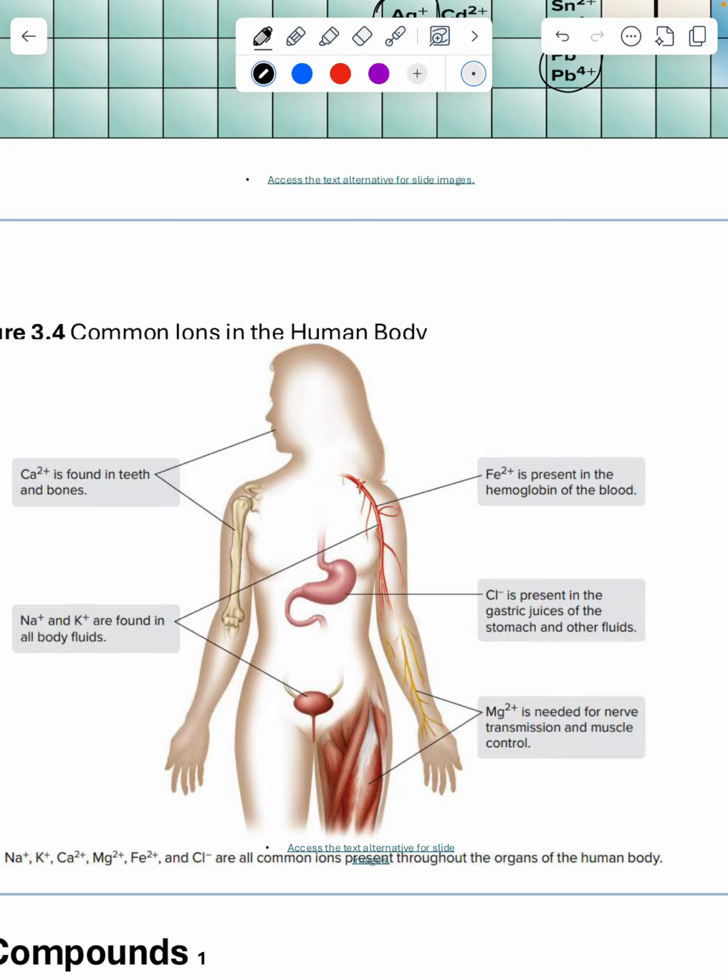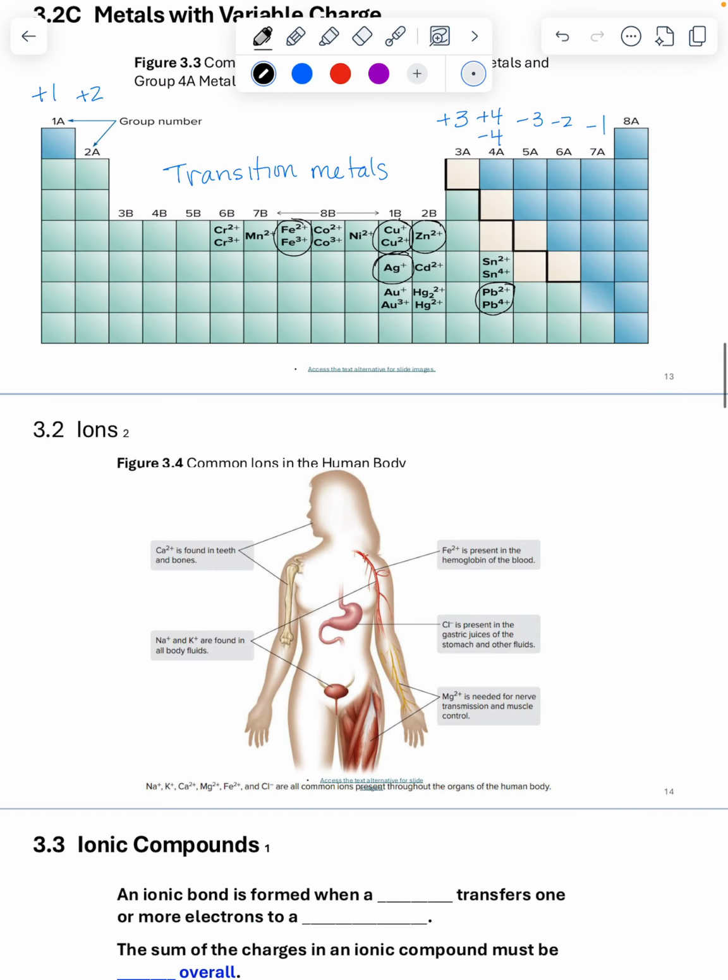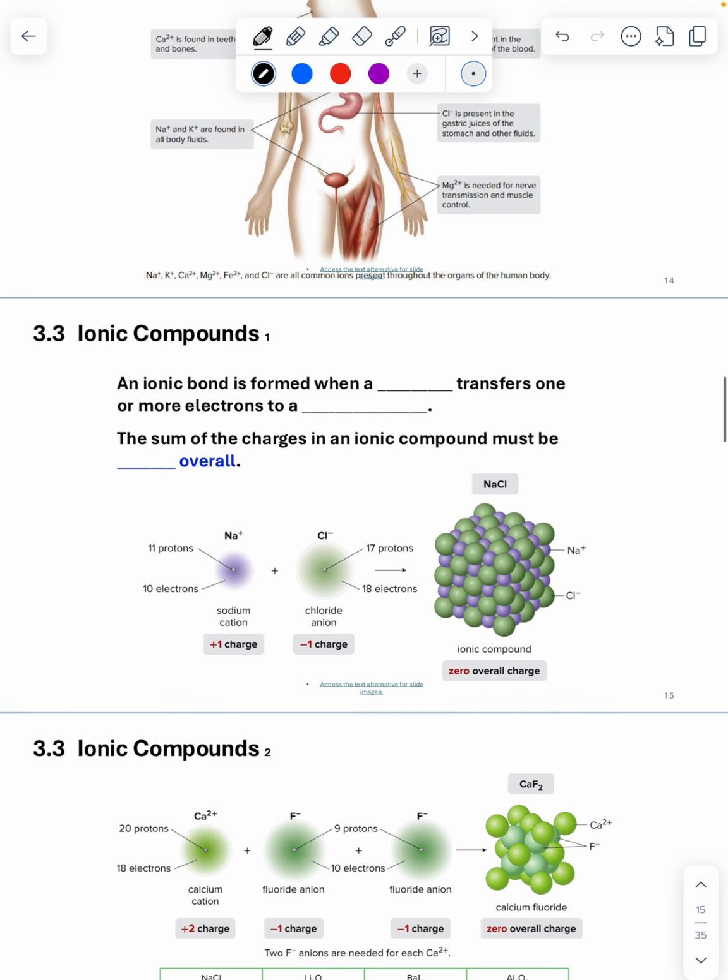All right, let's talk a bit about ionic compounds. And so an ionic bond is formed when a metal transfers one or more electrons to a nonmetal.